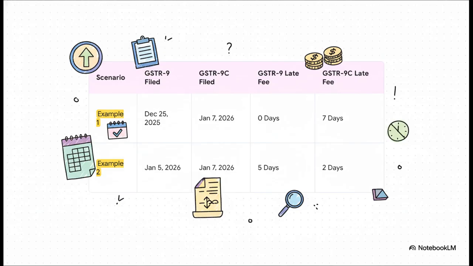Let's make this crystal clear with a couple of examples. In our first scenario, you're a star. You file your GSTR 9 on December 25th, well before the deadline. Awesome. Zero late fees for the GSTR 9. But you kind of drag your feet on the GSTR 9C and don't file it until January 7th. The system will automatically slap you with a 7-day late fee just for the 9C. Now, scenario 2, you're late with both. You file the GSTR 9 on January 5th, so you get a 5-day late fee for that. Then you file the 9C 2 days later on the 7th. Guess what? You get an additional 2-day late fee just for the GSTR 9C. And the scary part is the system does all of this math for you.